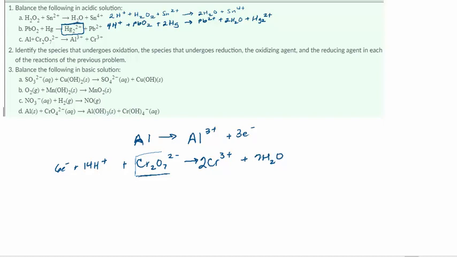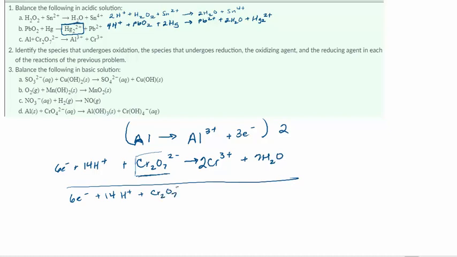Now, I have 6 electrons in my reduction reaction, but I have 3 electrons in my oxidation reaction. That means I must multiply this entire equation by 2 so that our electrons balance. Now, in this case, I'm going to write down the electrons as well, just in case you need to see that step. The chromium half reaction is not being multiplied by anything, so I'm just writing that down as it is.